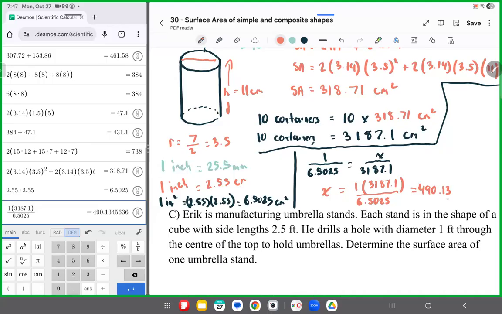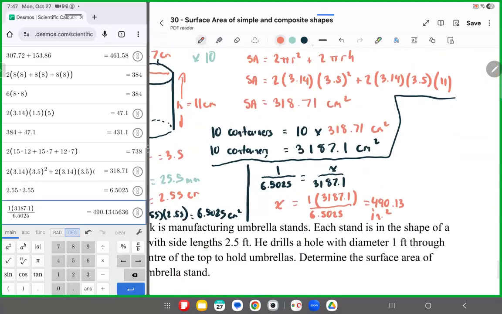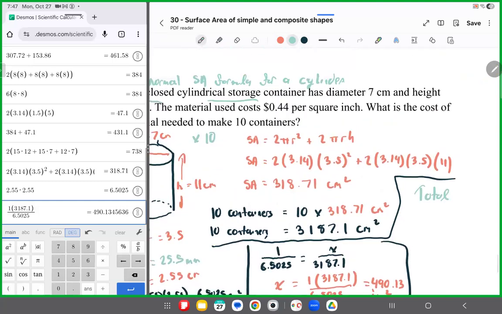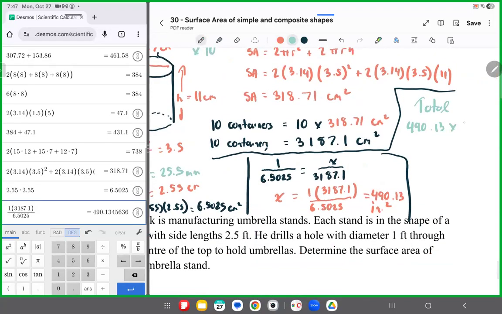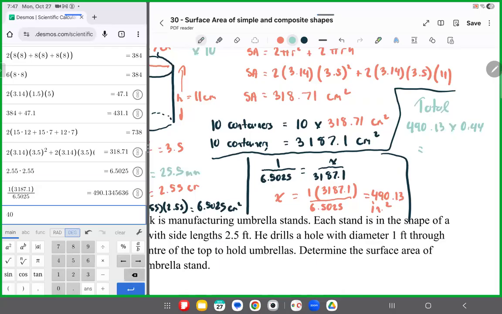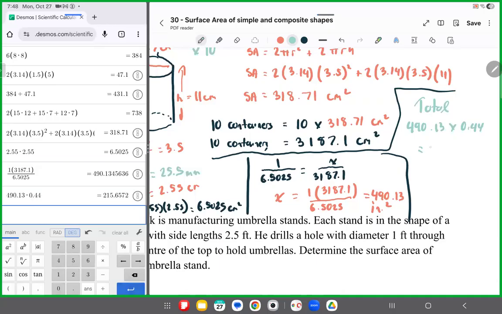490.13, and this is going to be in inches squared. And so the total, which we'll write in green, it's 44 cents per square inch. So the total is going to be 490.13 times 44 cents. And so if we take our 490.13, multiply it by 44 cents, we end up getting that this particular project is going to cost $215.66. So this will be the total cost.